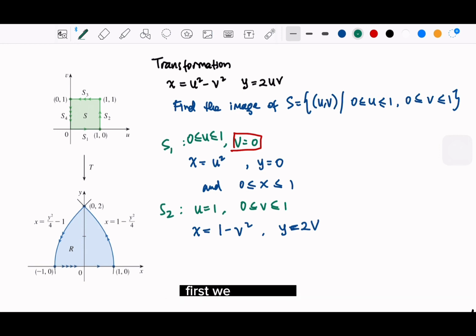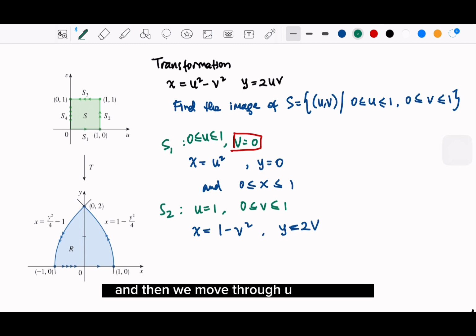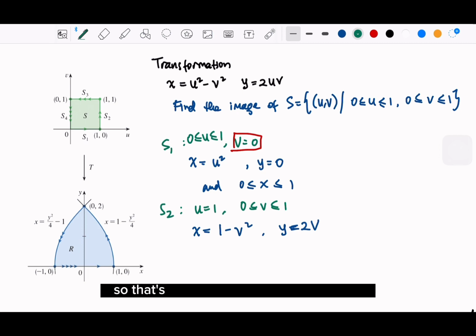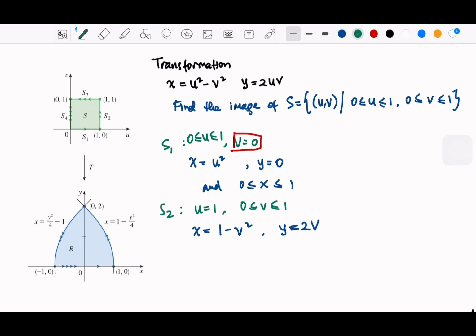Because first we make V 0, and then we move through U, okay, from 0 to 1. That's why we have U squared as equations. And for the second one, we take 0 to 1 for V, and the U will be a constant 1. So that's why we have 1 minus V squared. The V is the one that is changing, right? And then this one is just 2V because U is constant 1. And the same we can do for S3 and S4.